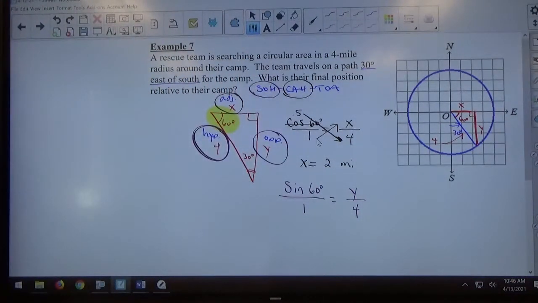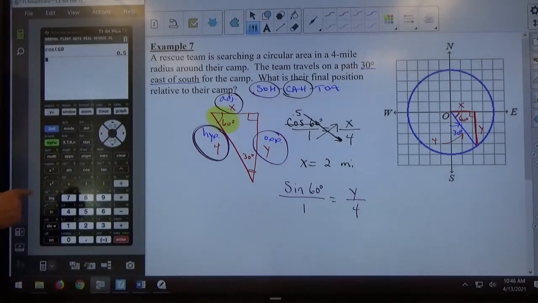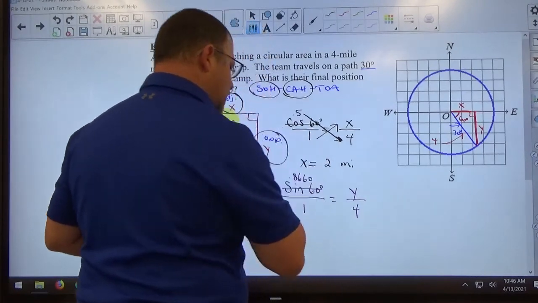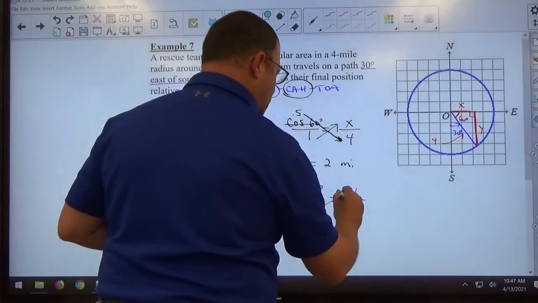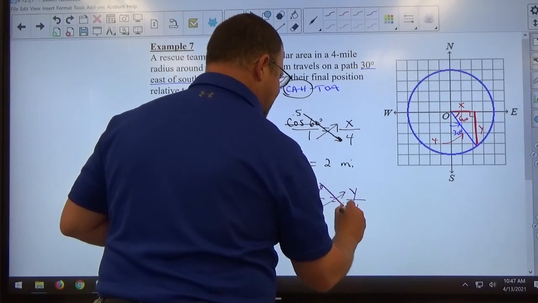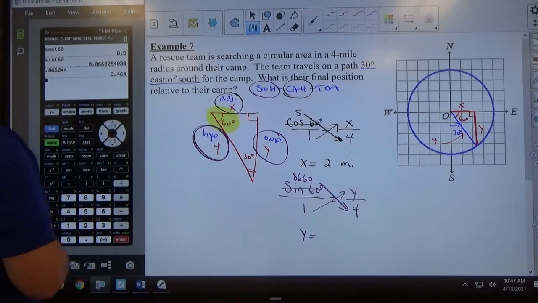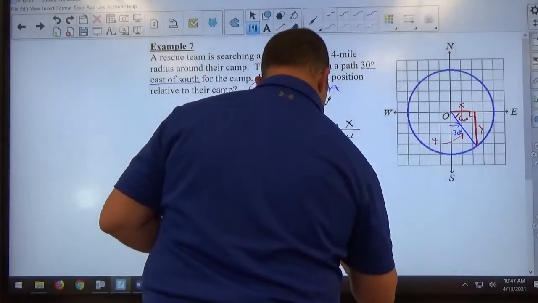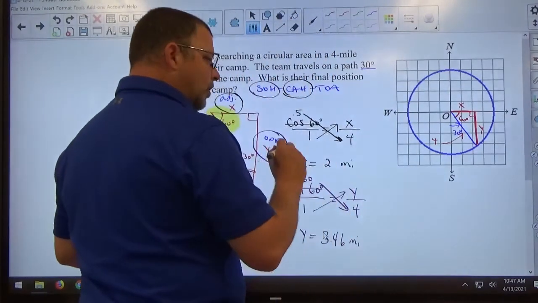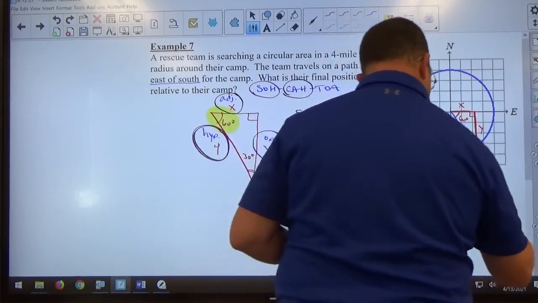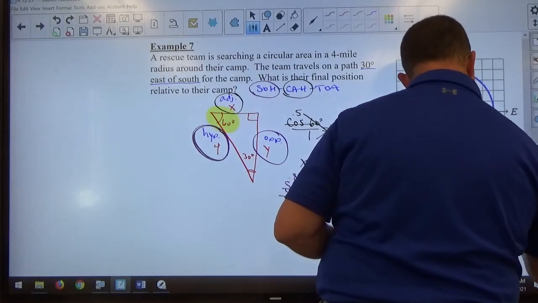Using SOHCAHTOA, identifying things that you know and putting them where they belong. We punch sine of 60 in our calculator. Sine 60 is 0.8660. Cross multiply, we get 1 times y equals 0.8660 times 4, which is 3.46 miles. So we're going 2 miles east and 3.46 miles south.